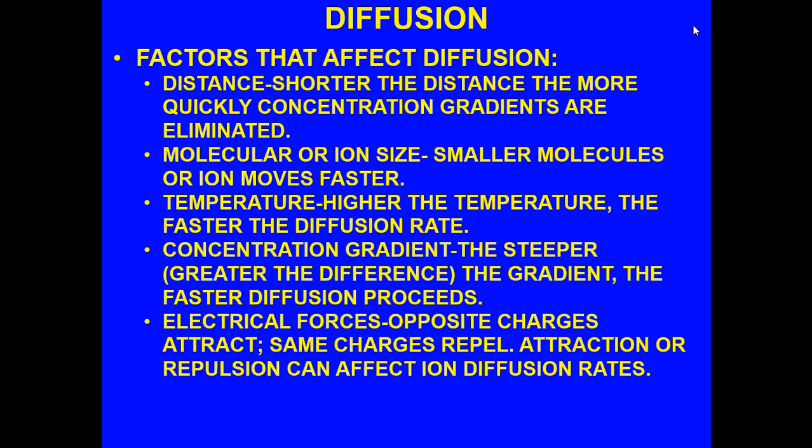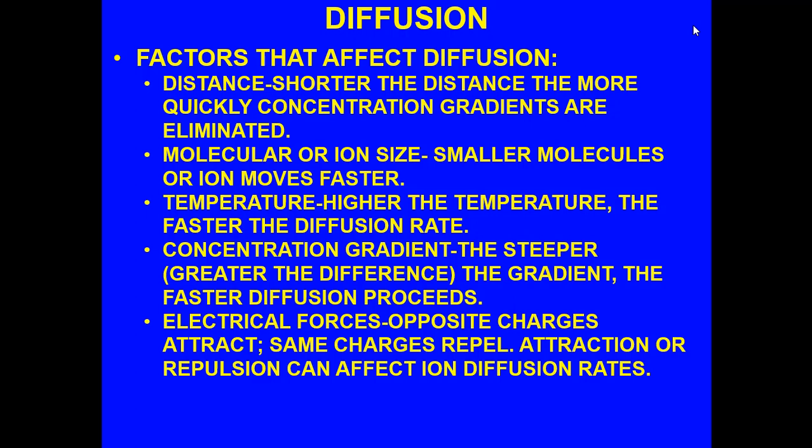But once you have eliminated the concentration gradient and you have equal distribution in all parts of that transport area, that's it. There's no movement net-wise. In other words, nothing else is going to go really far or go in any particular direction. Now, molecular or ion size: smaller molecules or ions move faster as they travel through the medium, for simple diffusion.